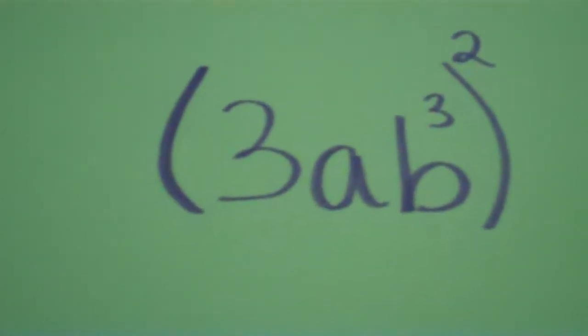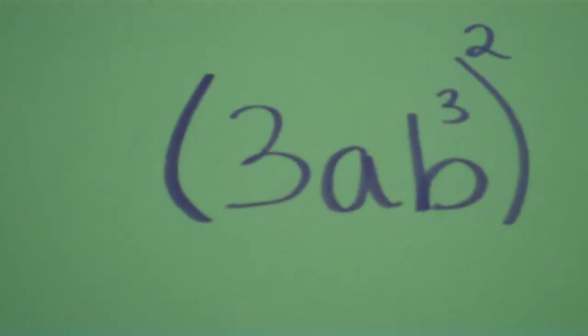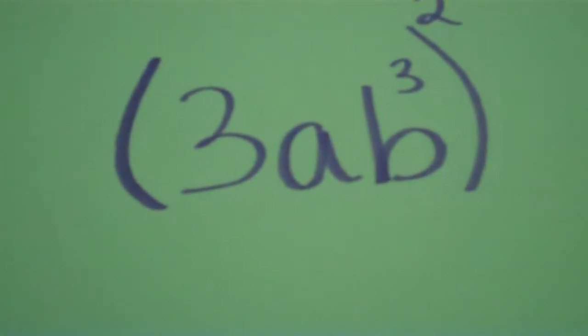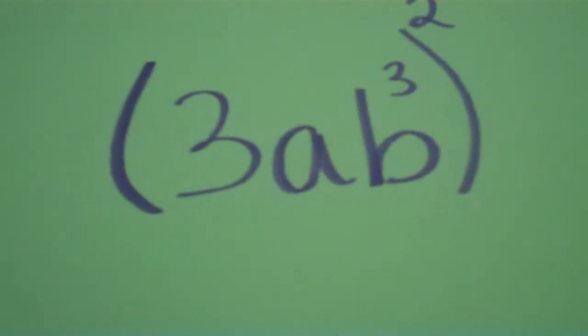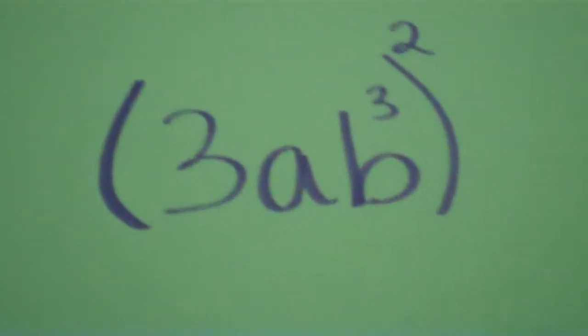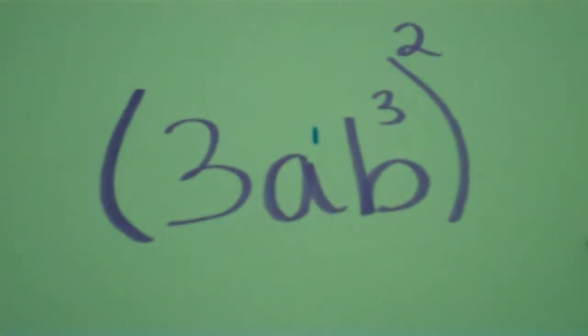So, write this example down. 3ab to the third power, and then all of that to the second power. Okay? Alright, first things first, if something doesn't have an exponent on it, let's go ahead and put a 1 on it, because a lot of y'all are making that mistake. So this a doesn't have an exponent on it, I'm going to go ahead and put a little 1 on it right there.